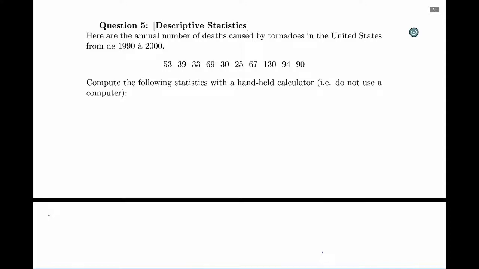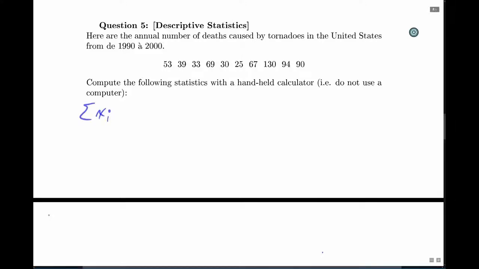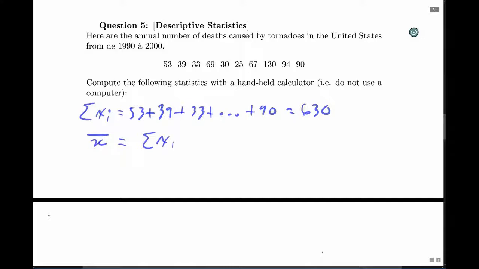And so the first thing that we'll do is compute a sum, which will just be the total of all the values. So here we have 53 plus 39 plus 33 and so on right up to 90. And then this will give us 630. And then what we'll do is divide the total by the number of values, so the sample size. In this case, the sample size is 10, so we have 630 divided by 10, which gives us 63.